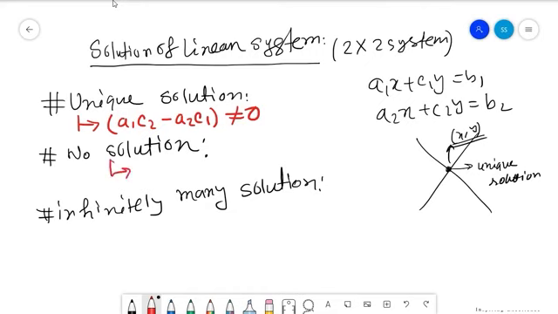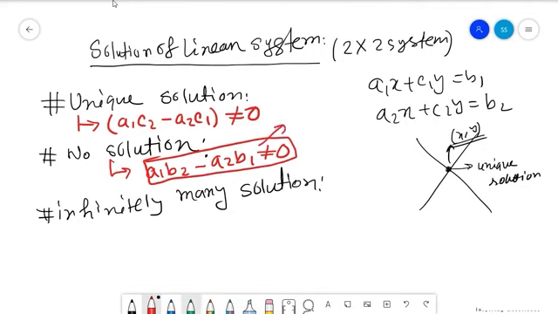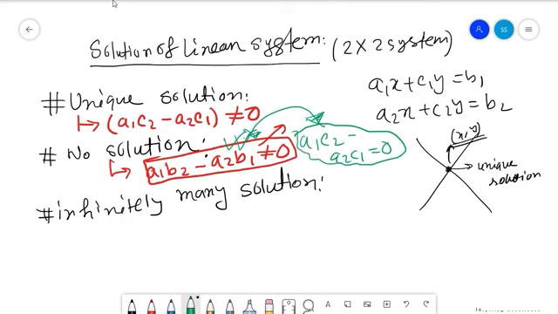For no solution, we can have a1 b2 minus a2 b1. This is the condition that we are assuming first, and if this is the case, then no solution will be given by a1 c2 minus a2 c1 equals 0. So we are assuming this is true, and only if this is true will this give me the no solution condition. Alright.